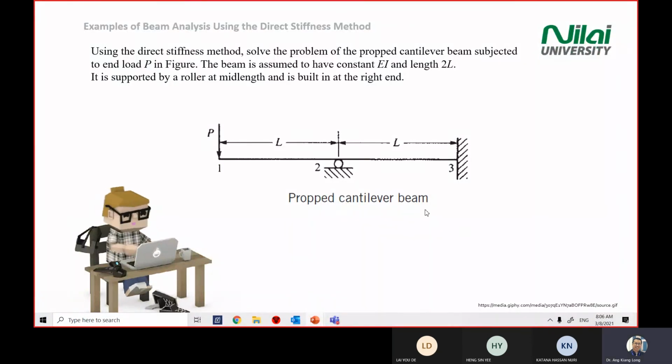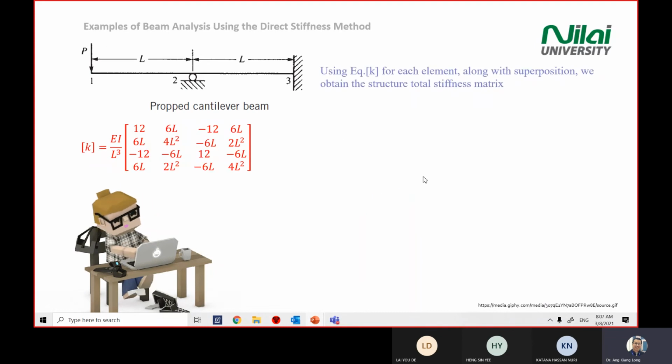In our last lecture, we tried to solve beam problems by using the stiffness matrix, the direct stiffness method. We have a concentrated load P at one side, fixed at the other side, and there's a pin, you can say a roller, at point number 2. Then we calculate the stiffness matrix, and then we try to find the displacement at all the locations.